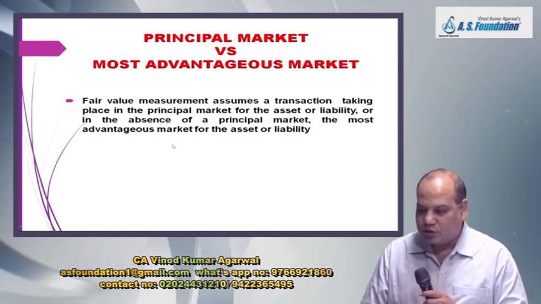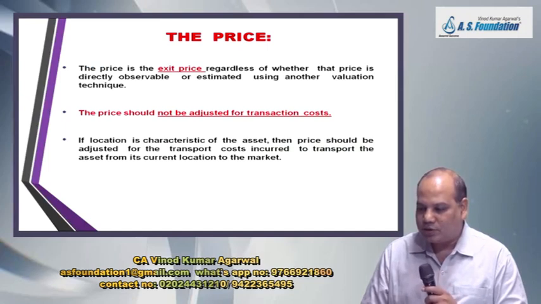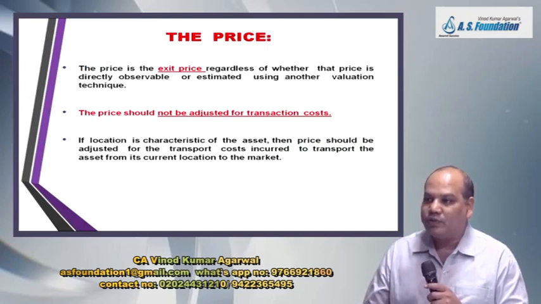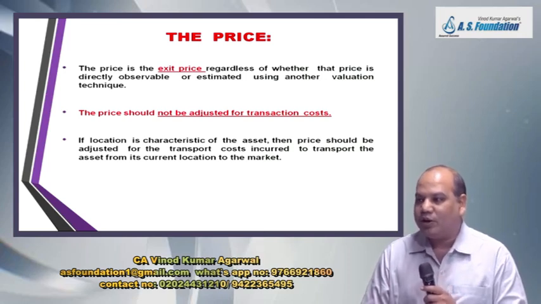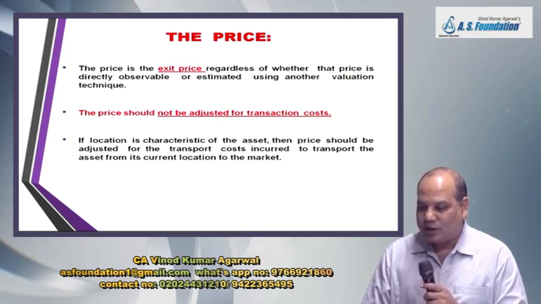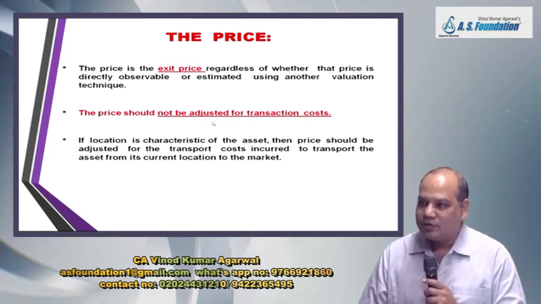Transportation cost and transaction cost will be deducted from the selling price for finding the most advantageous market. But once you are able to identify the most advantageous market, the fair value will be only the selling price minus the transport cost. It will not include the transaction cost.